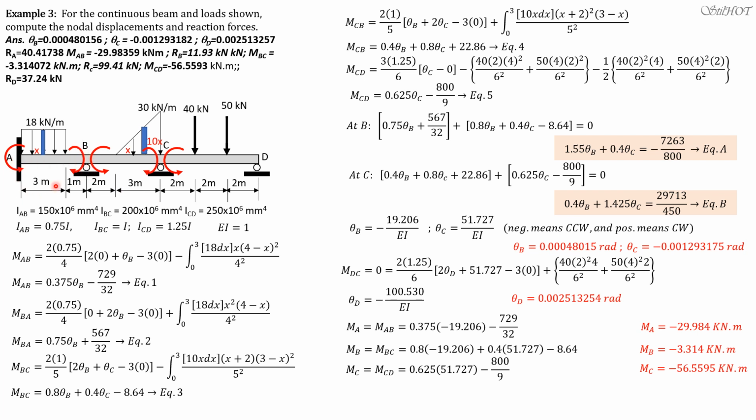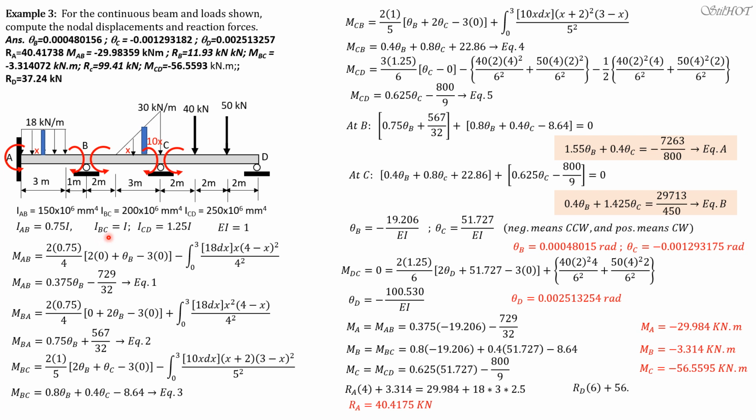So to solve for the reaction at A, all we have to do is consider AB and sum up moments about B. So RA times 4 plus moment at B equals moment at A plus the moment of the load, which is 18 times 3 times 2.5. And we will do that in the next slide. So RA times 4 plus moment at BA, which is 3.314, equals moment at A, which is 29.984, plus the moment of the load, 18 times 3 times 2.5. So RA is 40.4175 kilonewtons.